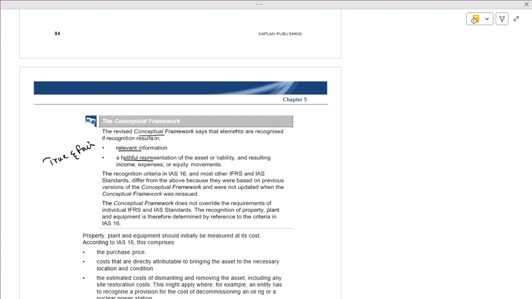The recognition criteria of IAS 16 and most IFRS standards differ from the above because they are based on the previous version. Definitely, there are so many changes that have taken place. The conceptual framework does not override the requirements of IFRS and IAS. The recognition of property, plant and equipment is therefore determined by reference to IAS 16 only.